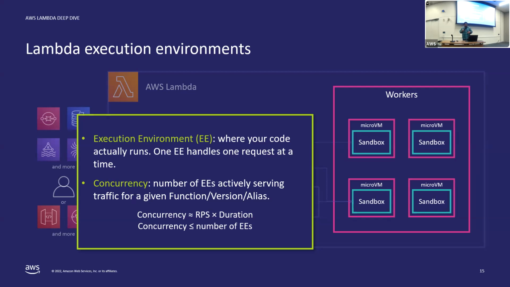Because when it comes to concurrency, the number of execution environments that are actively serving the traffic for a given function per version per alias is driven by this formula. The concurrency of a Lambda function is the requests per second coming in times the duration the Lambda function takes to execute, or the time the execution environment is busy executing the handler method, in seconds.